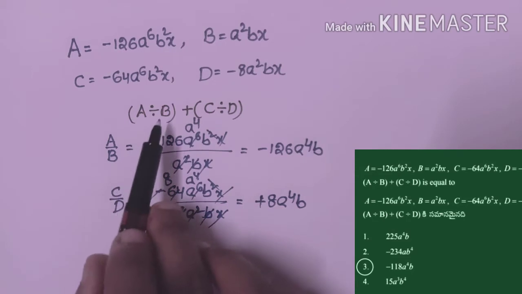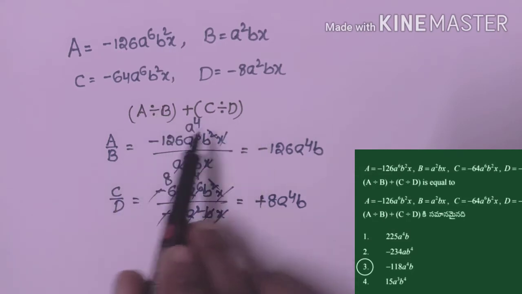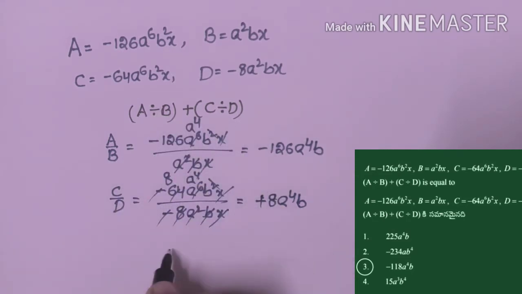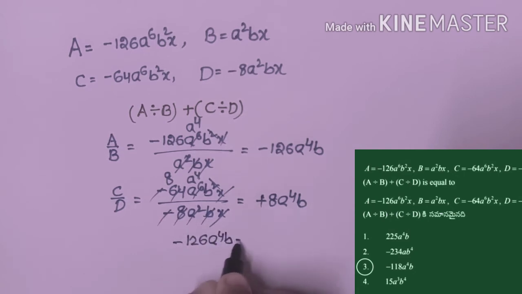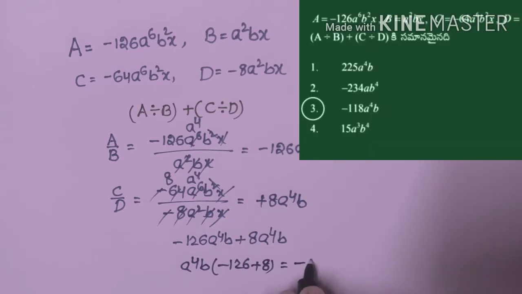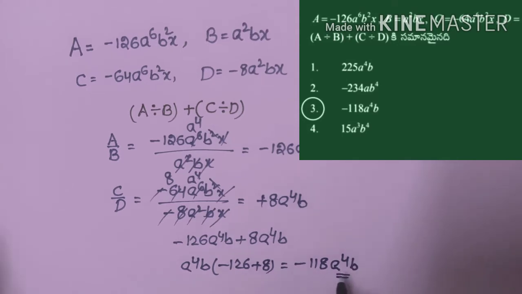Now we want the value of a divided by b plus c divided by d. Just adding these two values, that means minus 126 a power 4b plus 8 into a power 4b. Now taking a power 4b common here, that is a power 4b into minus 126 plus 8, is equal to minus 118. Minus 118 a power 4b. That is the third option. That's all.